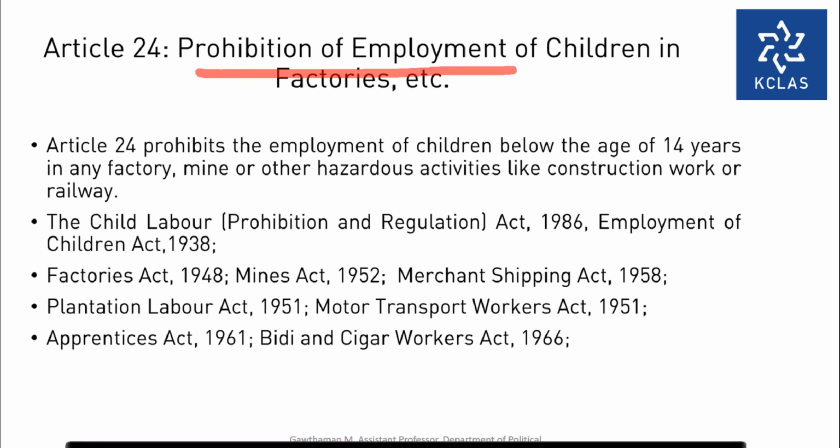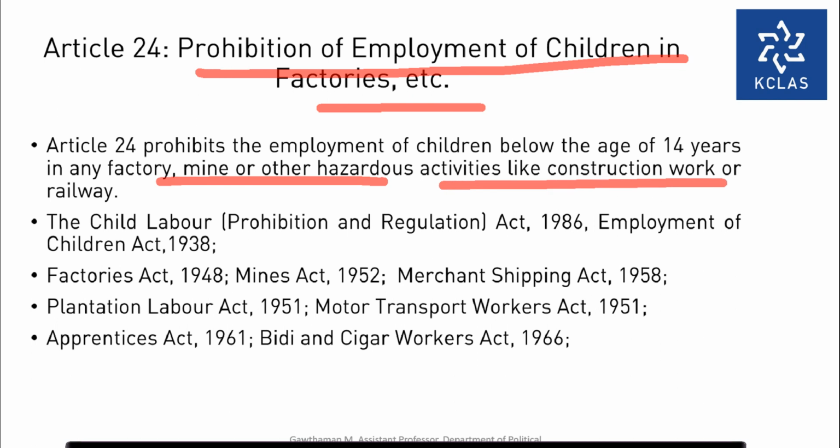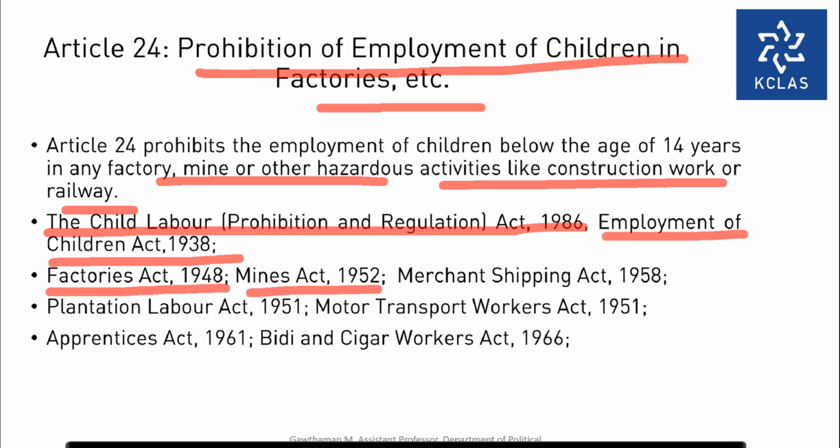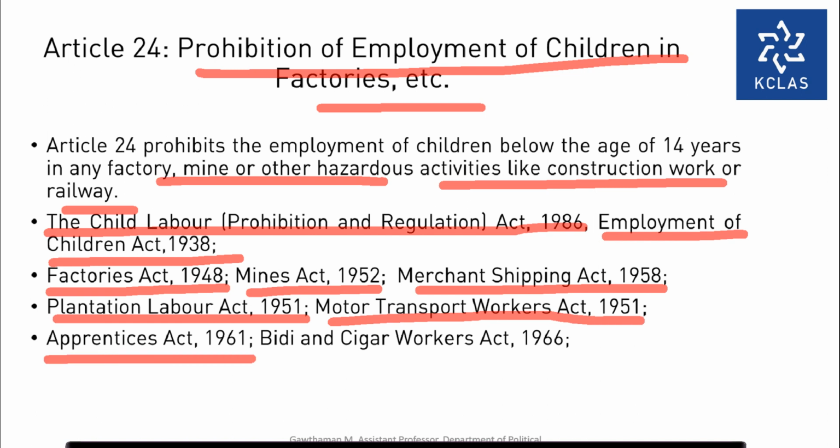Then what is Article 24? Article 24, prohibition of employment of children in factories. Article 24 prohibits the employment of children below age 14 years in any factory, mine or hazardous activities like construction work or railway. So what are the major legislations in that area? We can see the Child Labor Prohibition and Regulation Act of 1986, Employment of Children Act of 1938, Factories Act of 1948, Mines Act of 1952, Merchant Shipping Act of 1958, Plantation Labor Act of 1951, Motor Transport Workers Act of 1951, Apprentices Act of 1961, Beedi and Cigar Workers Act of 1966. All these legislations are dealing with child labor.